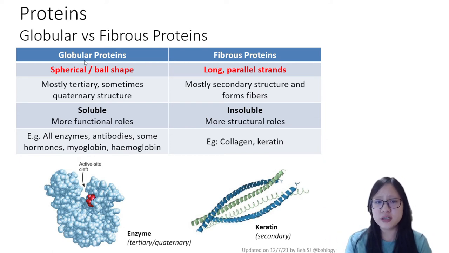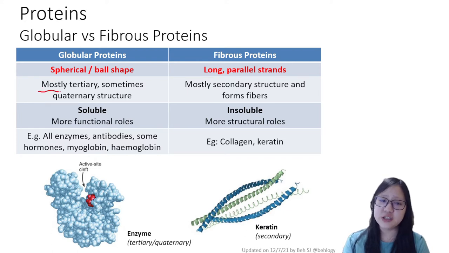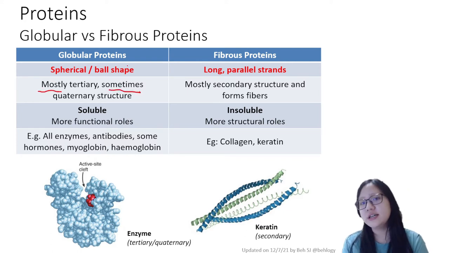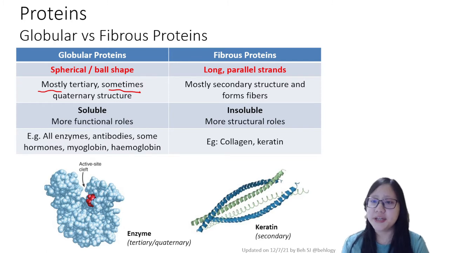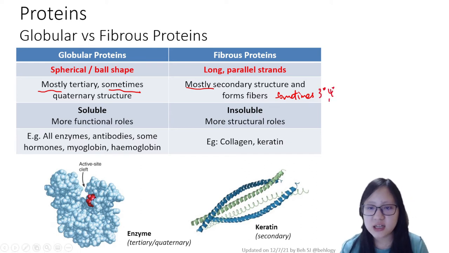Now, globular proteins are spherical or ball shaped, so they're kind of like a ball. And fibrous proteins are usually long parallel strands. Now, globular proteins are mostly tertiary, sometimes quaternary. They're mostly 3D shaped. Now, fibrous proteins, however, are mostly secondary and form fibers, but sometimes it can be quaternary or tertiary, right? It's mostly secondary, but not always.